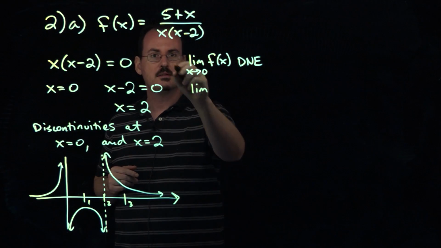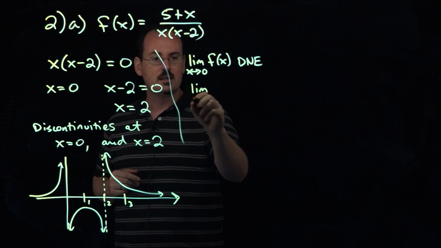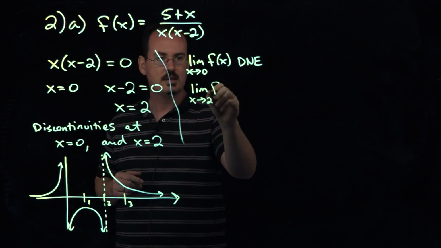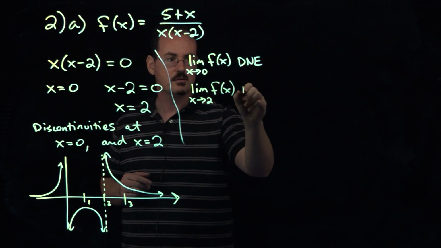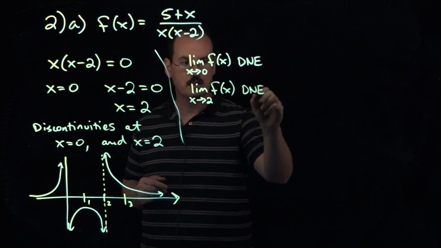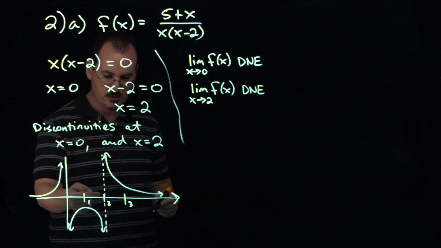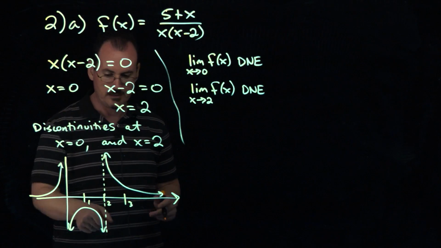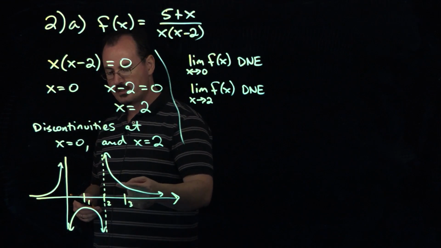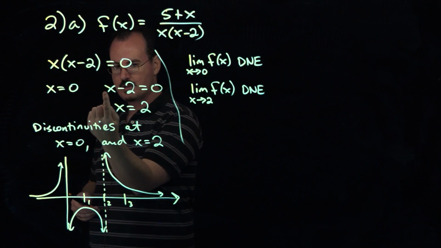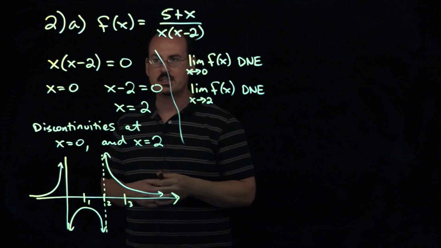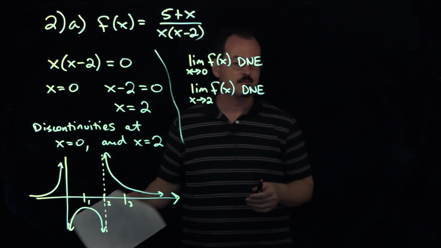Then, let me separate that, the limit as x approaches 2 also doesn't exist, for the same reason. If you look at what's happening as I approach the x value 2, what is the graph doing? It's going down towards negative infinity. As I approach 2 from the other side, what is the graph doing? It's going up to positive infinity. So it's doing opposite things on both sides. All we can say is that the limit doesn't exist.